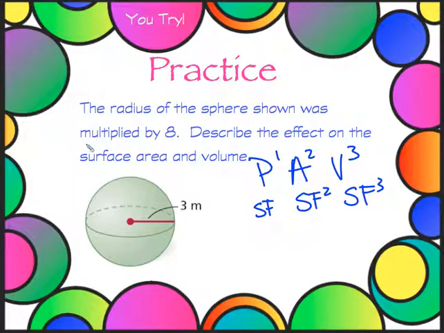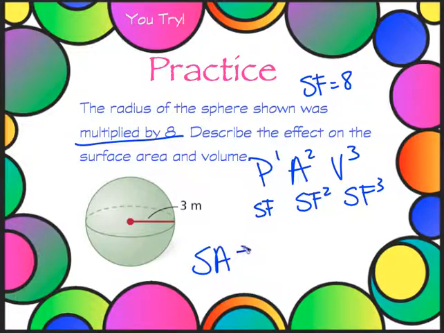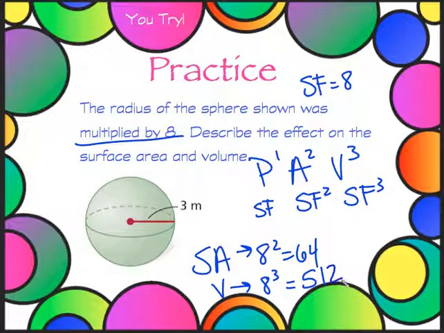So if everything's multiplied by 8, our scale factor is 8. So the surface area changes by a scale factor squared. So 8 squared is 64. So it's 64 times bigger. Our volume changes by the scale factor cubed. So 8 cubed is 512. So the volume would be 512 times bigger.